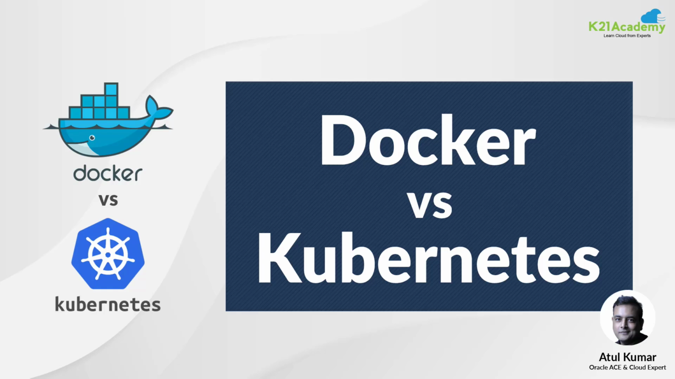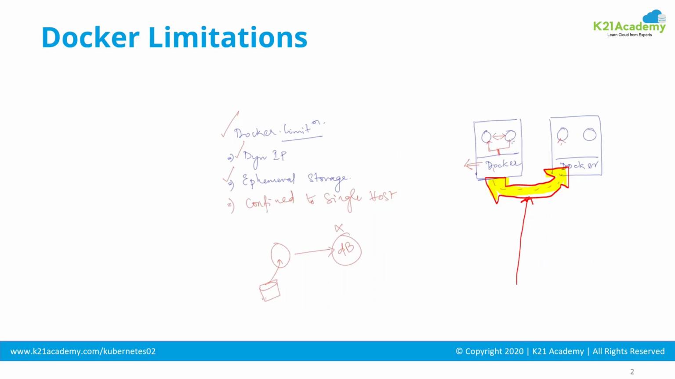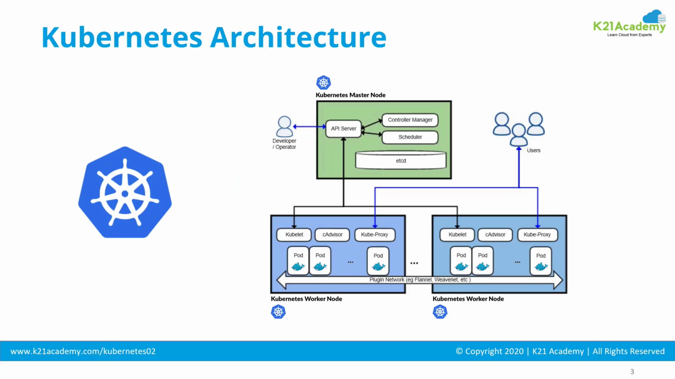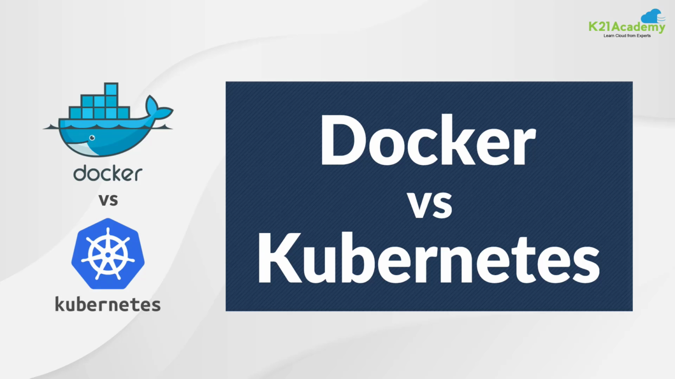Docker has some limitations, like it has a dynamic IP address and is confined to a host, meaning communication between two different Docker containers running on two different hosts is not possible. And this is where Kubernetes comes into the picture, and it provides facilities for self-healing, auto-scaling, and inter-host communication for Docker containers. What is the difference between Docker and Kubernetes?